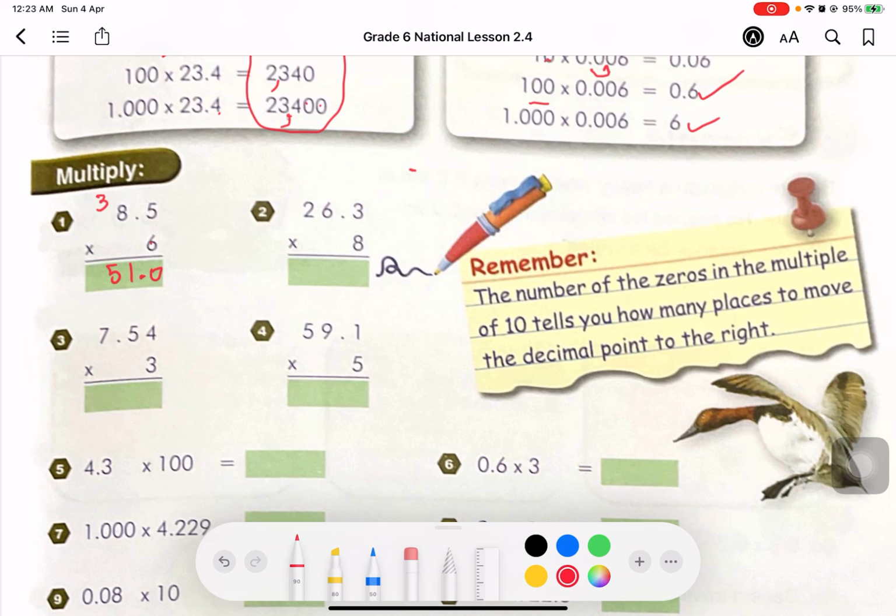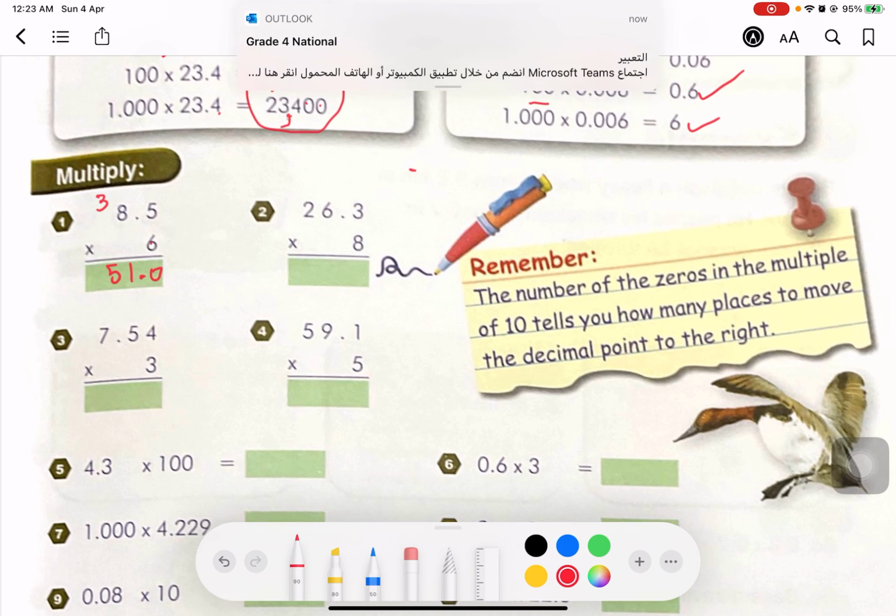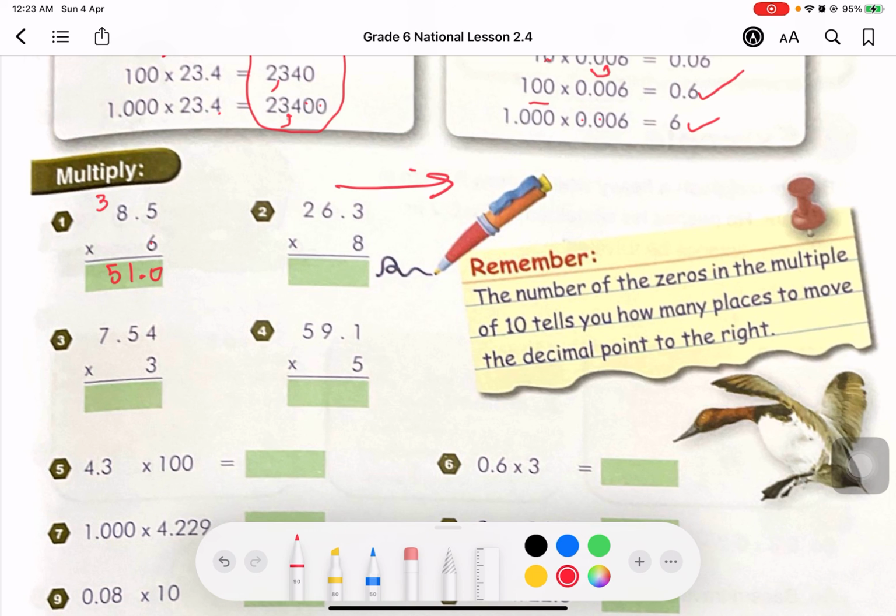Look what they write here. Remember, the number of zeros in the multiple of 10 tells you how many places to move the decimal point to the right. For example, I have 2 zeros, so I will move my decimal 2 places to the right. For example, 1,000, you are going to move your decimal 3 places. 1, 2, 3. So you should have 4 as a whole number.